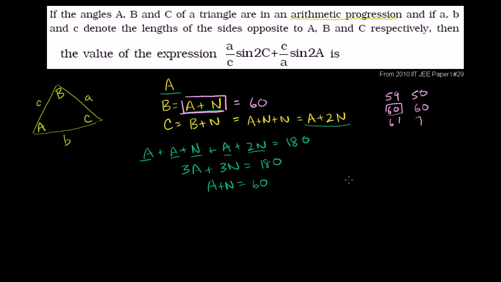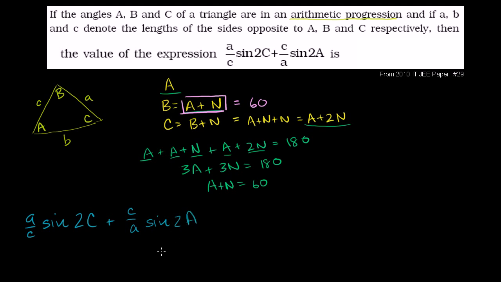So let's see what we can do with the next part of the problem. I'm trying to save some screen real estate right over here. They want us to figure out the value of the expression a over c sine of 2C, capital C, plus c over a sine of 2A. So let me just write it down. So we have a over c sine of 2 times capital C plus c over a sine of 2 times capital A. What's that going to be equal to?